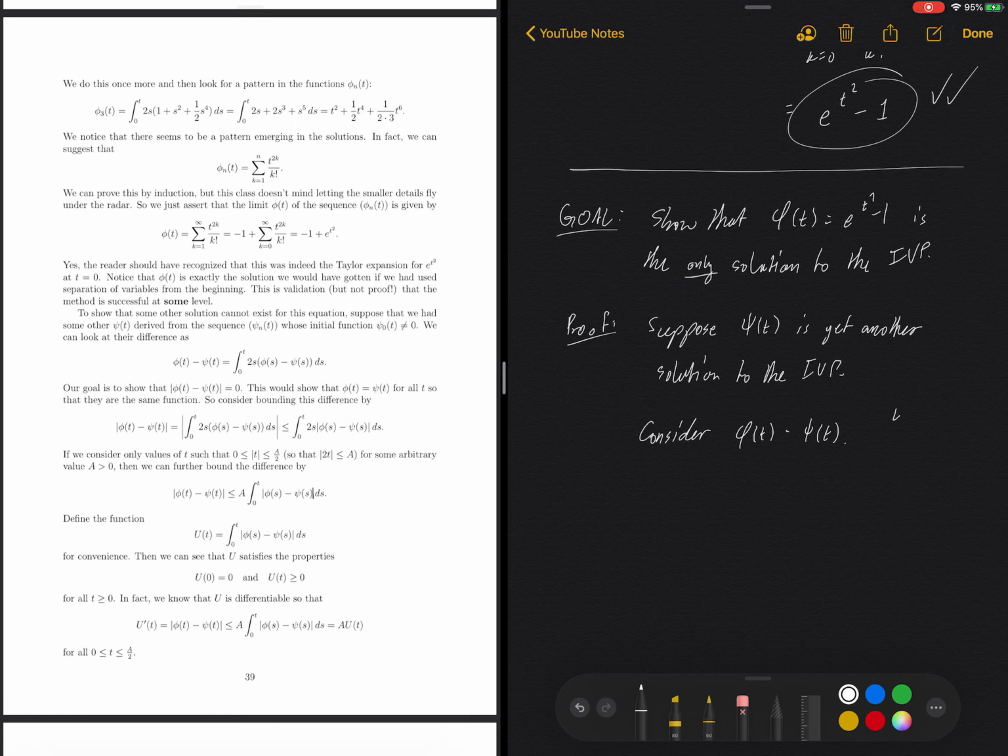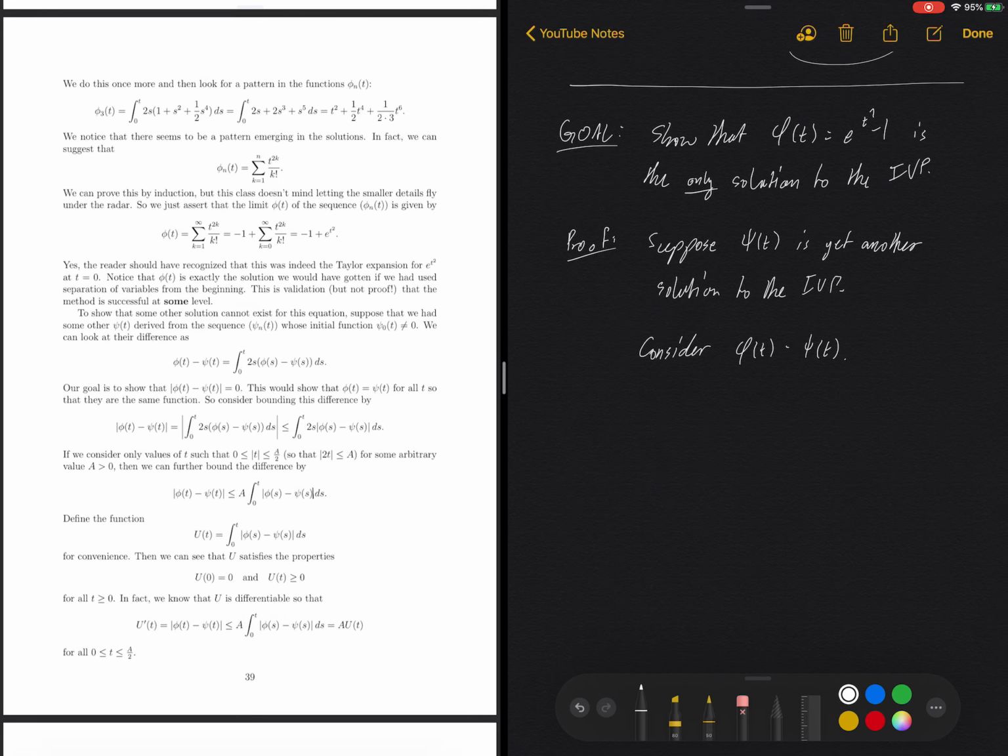This would be the difference between these two functions, and what we would hopefully show by the end of this is that phi minus psi is actually the zero function. Because if this difference is equal to 0, that would imply that these two functions are actually the same. Phi of t minus psi of t equals the zero function would imply that psi and phi are the same function. So our goal here is to show that if there is another solution, then this difference is 0. Let's have a look and see what happens if we consider that difference.